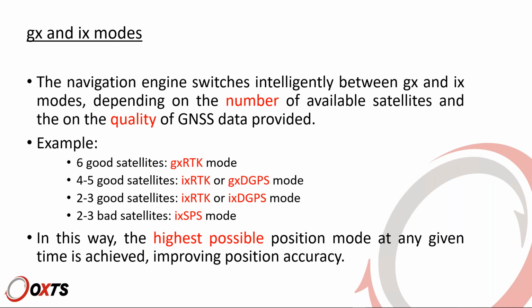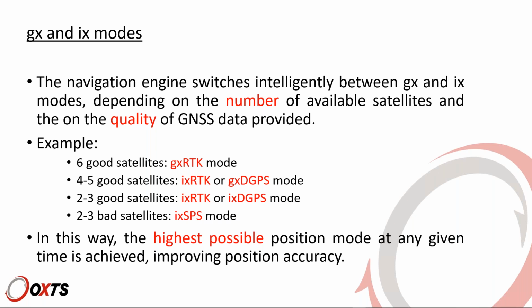So, examples. If you have 6 good satellites, the system can be in GX RTK mode. Obviously, you need differential corrections as well, not just the satellite data. But if you had 4 or 5 good satellites, as we said, for RTK you need at least 6, so you could fall back on GX DGPS, but the system can use those satellites to provide you with IX RTK if the data was good enough. So even with fewer than 6 satellites.